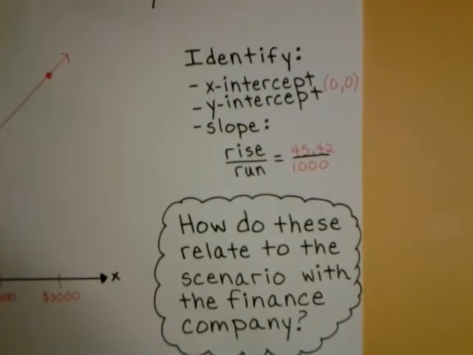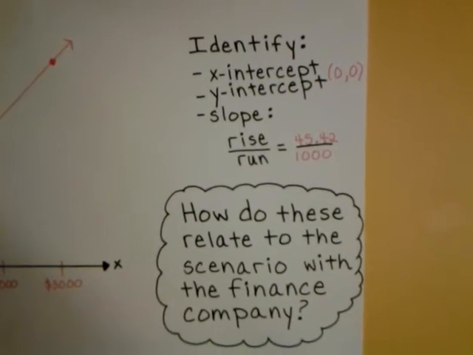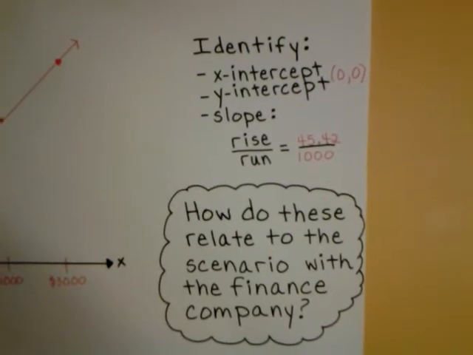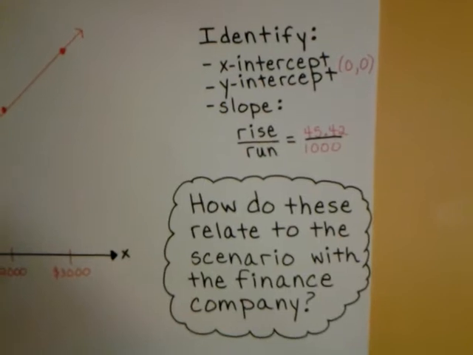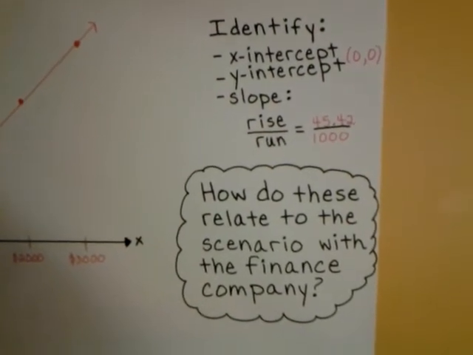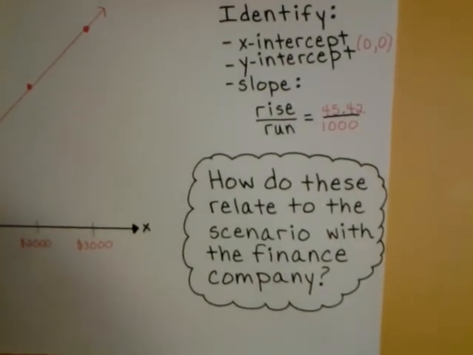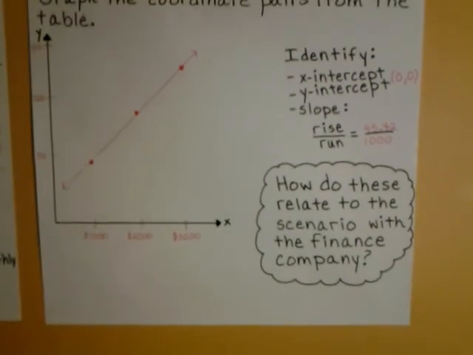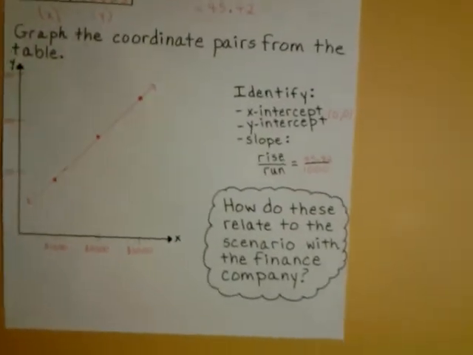The x-intercept and y-intercept in this situation are going to be the same. The place where this line would cross the x-axis is going to be at 0, because if y is 0, that means the monthly payment is 0, and so we must have borrowed $0. Also, if our monthly payment is 0, obviously we borrowed $0.